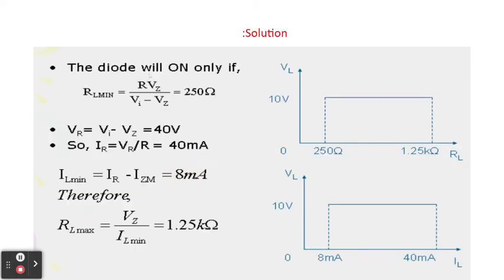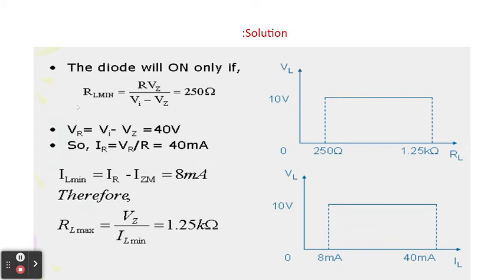Now, in the calculation solution, the diode will be on only if the RL minimum is equal to R VZ divided by VI minus VZ, and by substitution we will be getting 250 ohms. Of course, this is not clear because the exact calculations and substitution of values were not shown, but don't worry, I will be showing it to you after this slide.